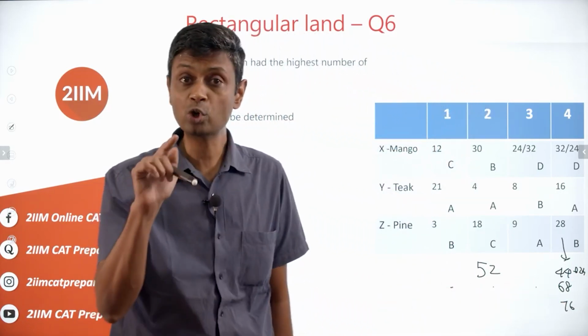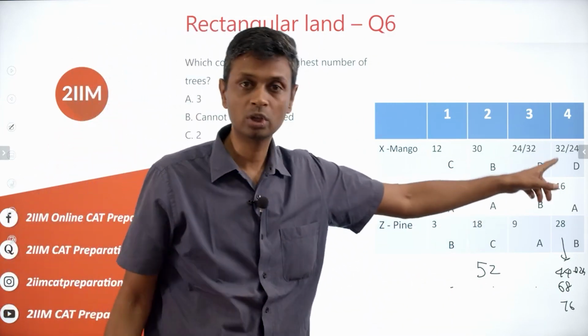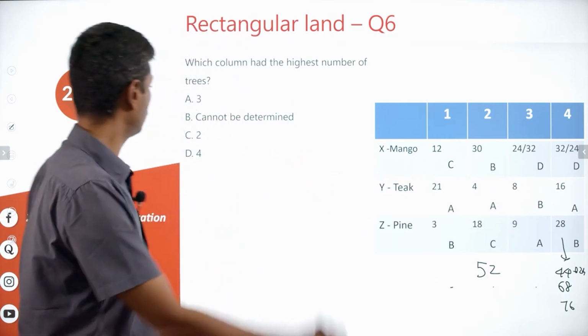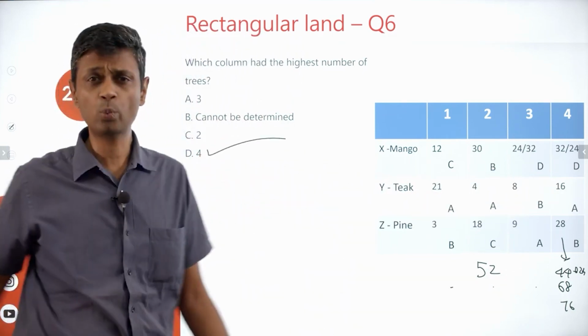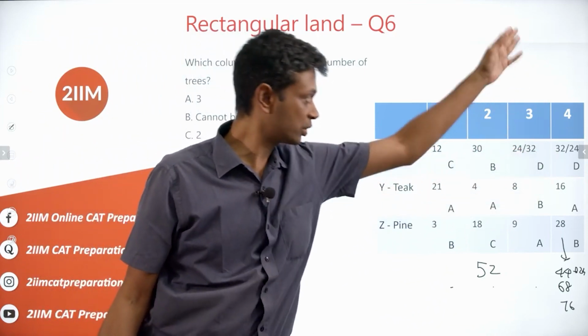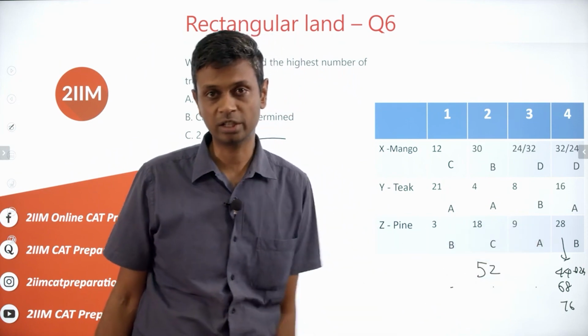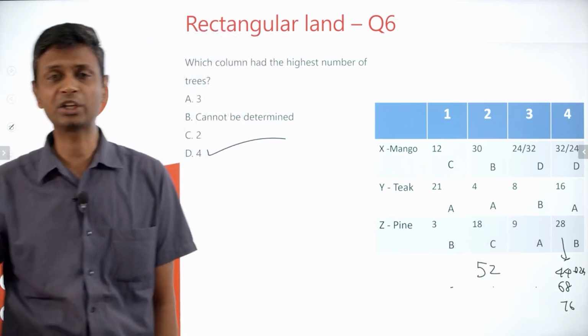Even though we don't know exactly how many trees are there in columns 3 and 4, we can still say that column 4 had the maximum number of trees. We don't know which one is 24, which one is 32, but doesn't matter. If this were 24 and this 32, this would still have a larger number of trees. 68 will still be greater than the other three numbers. And so, beautiful set, really challenging.